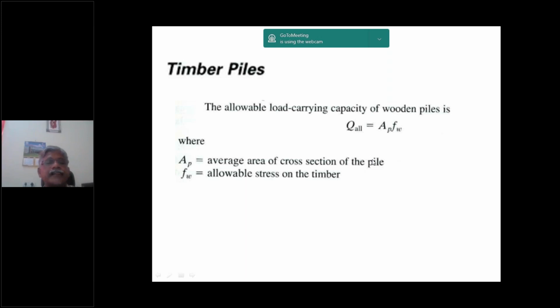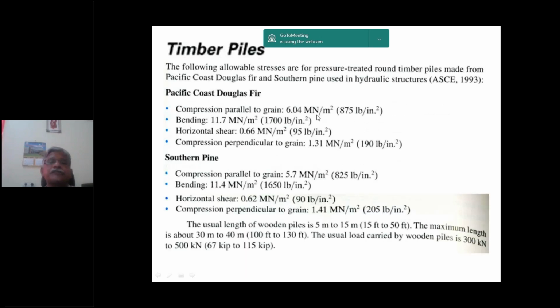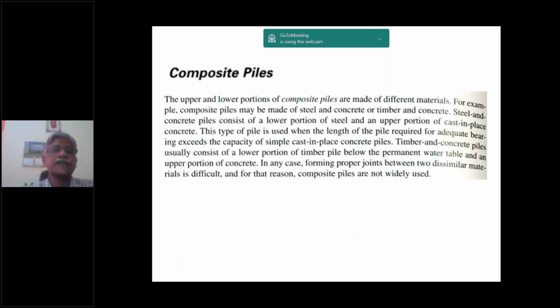And the timber piles generally, compression parallel to grain will be 6.04 megapascal, and the bending stress will be 11.7 megapascal, and the horizontal shear will be 0.66 megapascal, and compression perpendicular to grain will be 1.31 megapascal. So these are some of the specifications of stresses of timber piles. And then composite piles also are very common nowadays. The wood, concrete, wood and the steel combinations can be used.